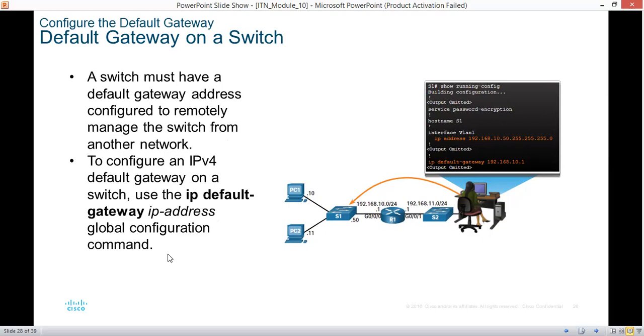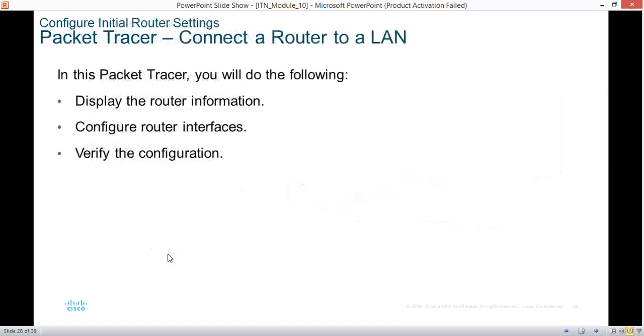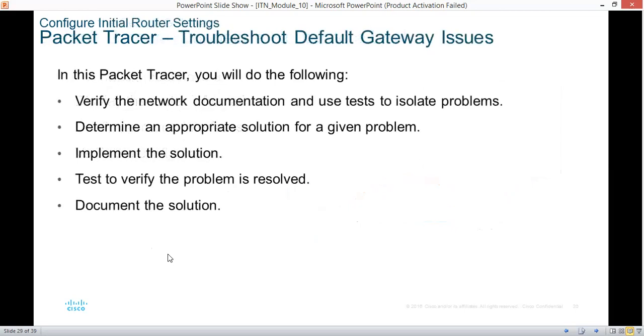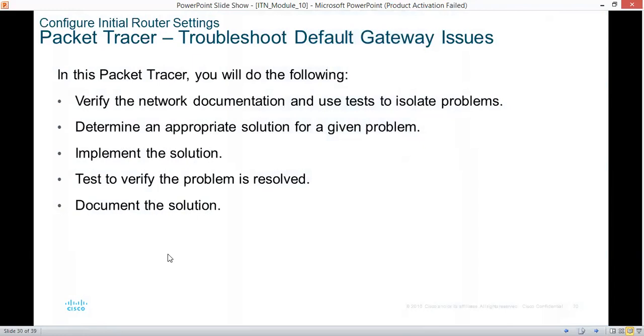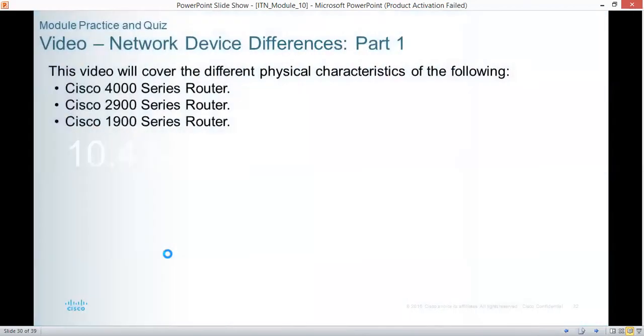You enter it in global configuration mode. When we say global configuration mode, we're saying that after privilege exec mode, you have global configuration mode. The very moment you do config T, you're operating in global configuration mode. That is where you assign the IP default gateway on your switch. It's advisable to do Packet Tracer troubleshooting on the gateway and all of that. I keep saying this, place more emphasis on that.